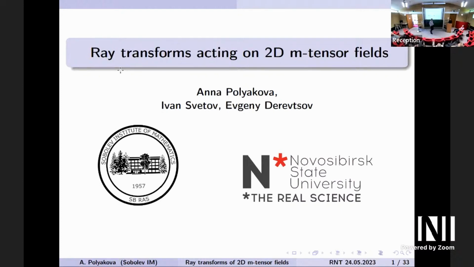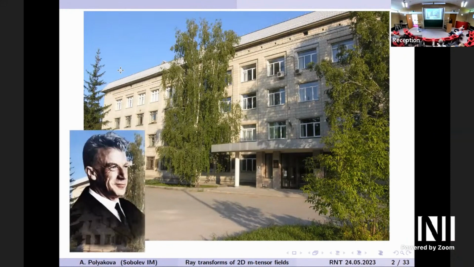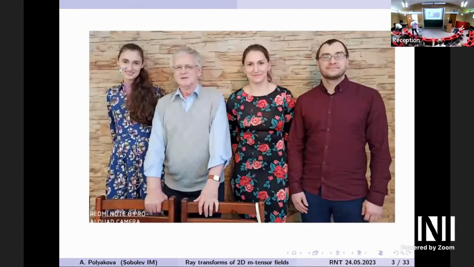First of all, I want to thank the organizers of this program, and especially Bill, for the invitation and the chance to be here. And I want to tell a few words about us. We work in the Sobolev Institute of Mathematics. This institute was founded by Sergei Sobolev in 1957. I think that everybody here knows about the Sobolev space and his other interesting results. And also Vladimir Sharafutdinov, who is a very famous person here, also works in our institute. This is our small scientific team: Ivan, me, our scientific head Evgeny Derevtsov, and our colleague Svetlana Malikova.